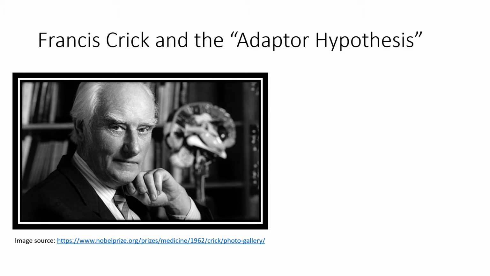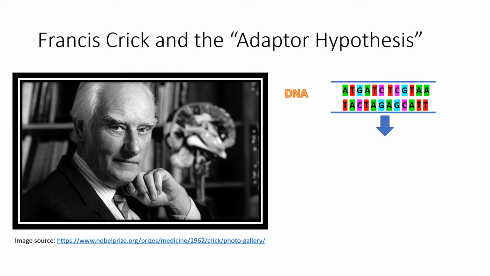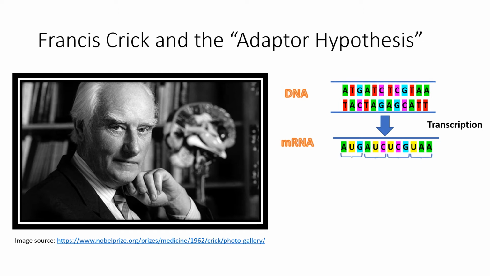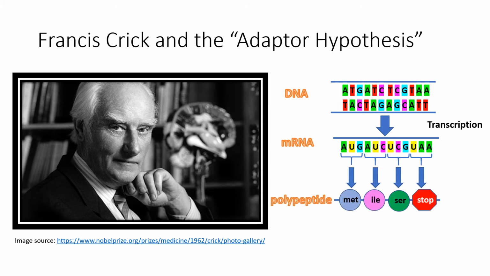First, the genetic information from DNA is copied into a new single-stranded molecule called messenger RNA in a process called transcription. Next, the genetic code in mRNA is decoded to produce a sequence of amino acids in a polypeptide chain in a process called translation.